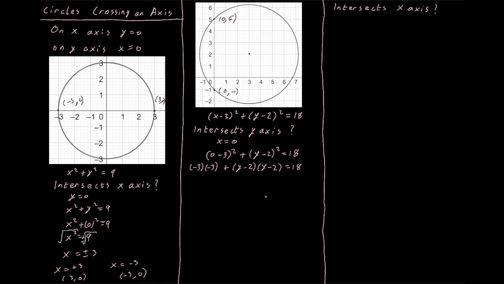We can see that we're going to end up with a quadratic, and we're going to solve that quadratic. We have 9 plus y minus 2 times y minus 2 is equal to 18. 9 plus y squared minus 2y minus 2y plus 4 is equal to 18. Add up our like terms. We have y squared minus 4y plus 13 is equal to 18. And we subtract 18 from both sides in order to solve our quadratic.